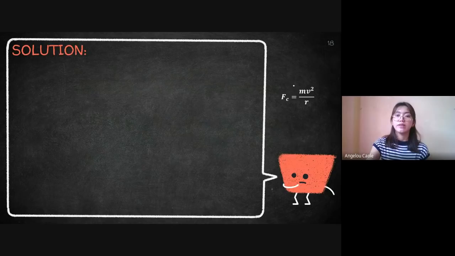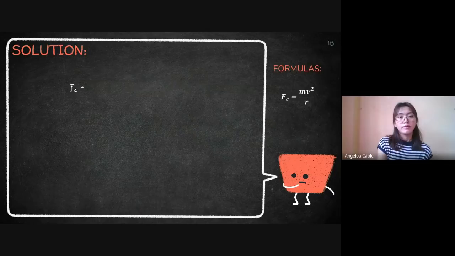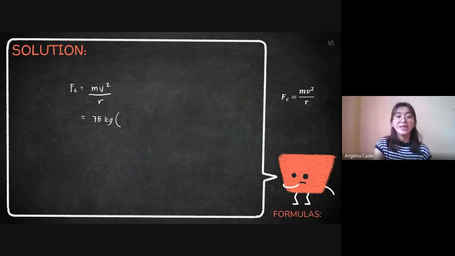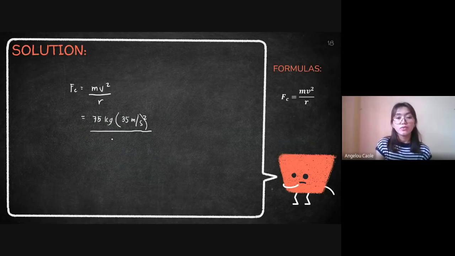We have here the formula of the centripetal force. Fc is equal to mv squared over r. So okay, the mass is 75 kilograms. The velocity is 35 meters per second. Divided by the given radius, which is 120 meters.